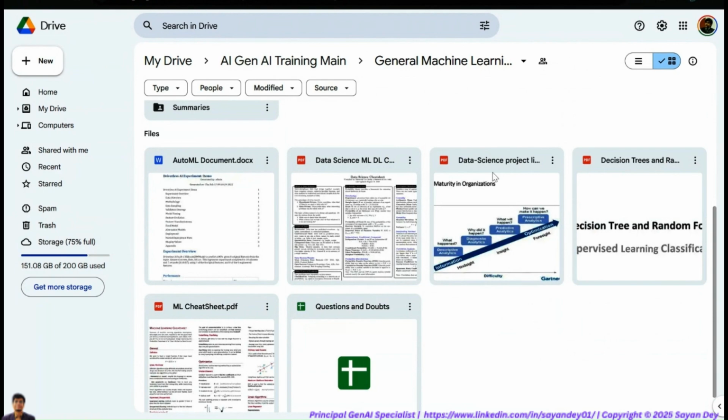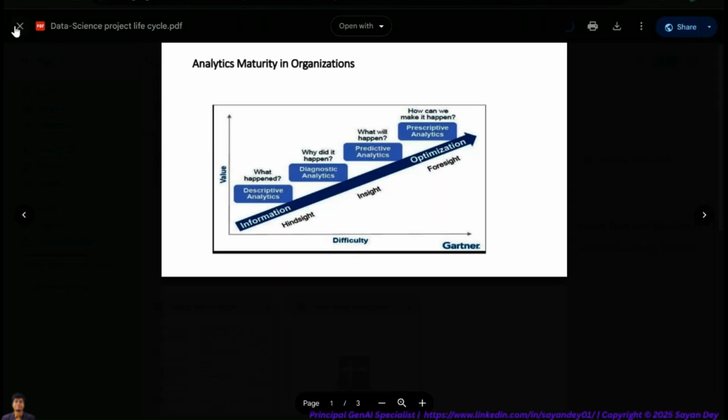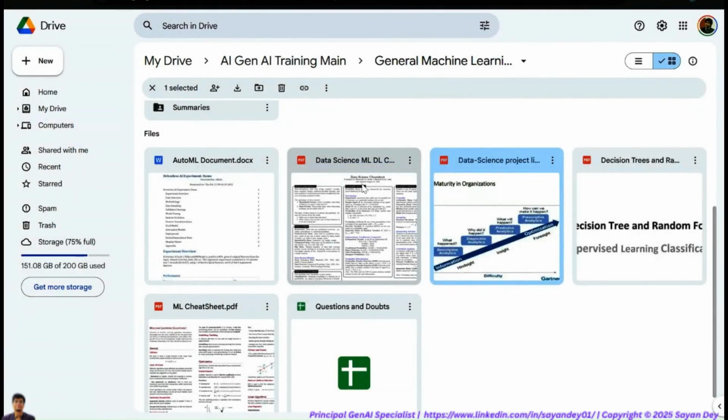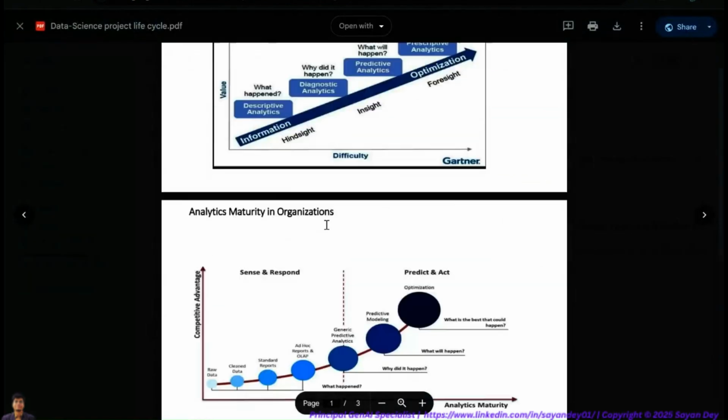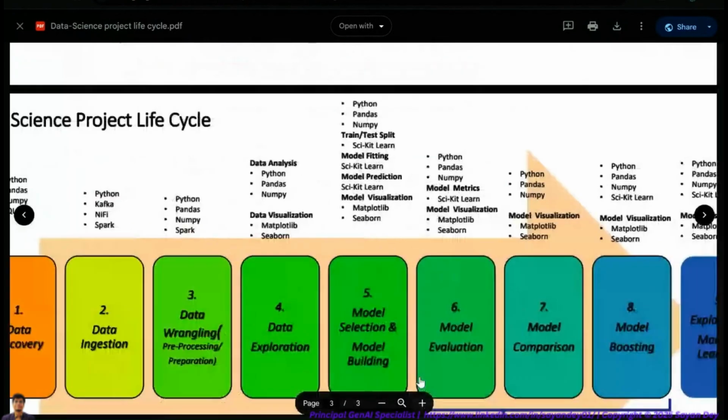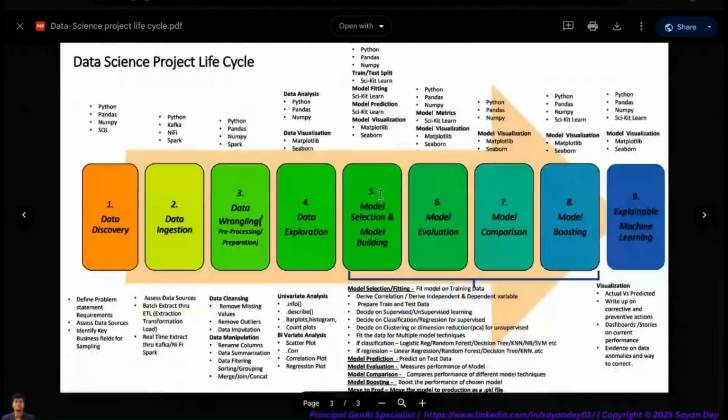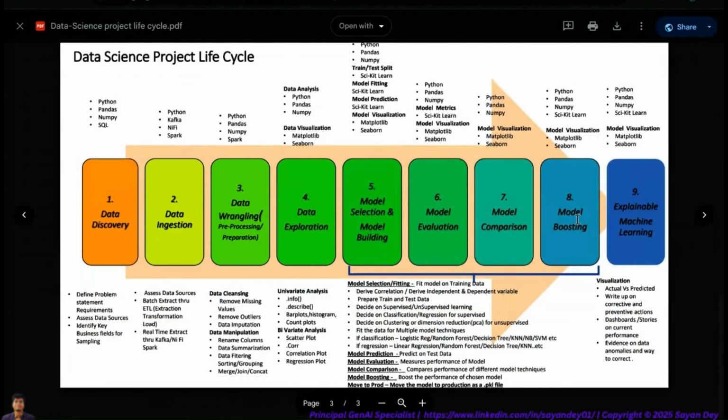There's a lot of content I've also uploaded. This is some of the stuff I did from the first day. I hope you've seen this. This is the data science cheat sheet I've uploaded. This is the data science project lifecycle, right? So pretty much how we go through a data science project, the different steps that are actually involved.